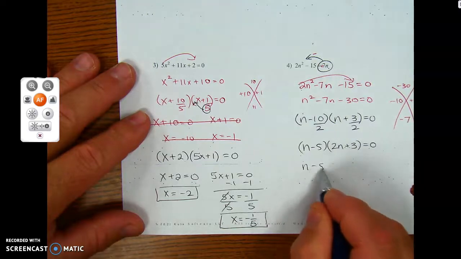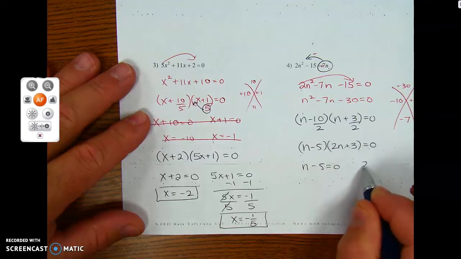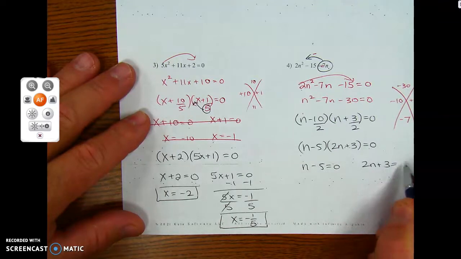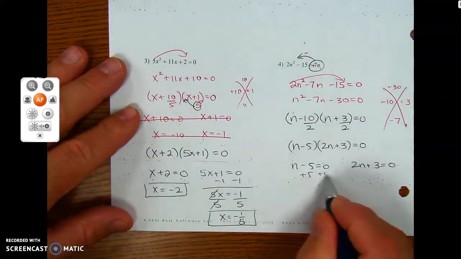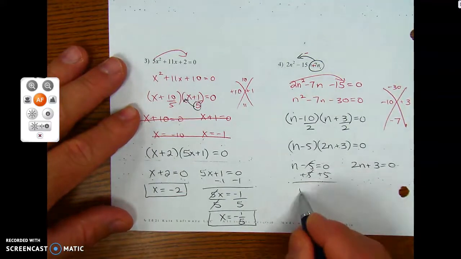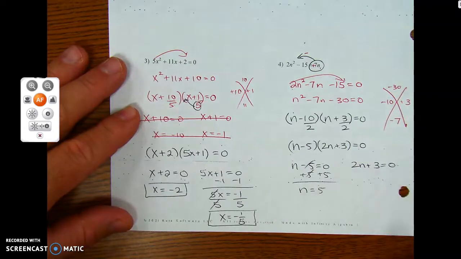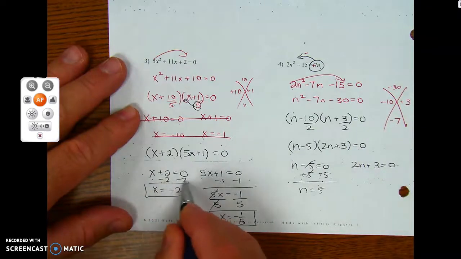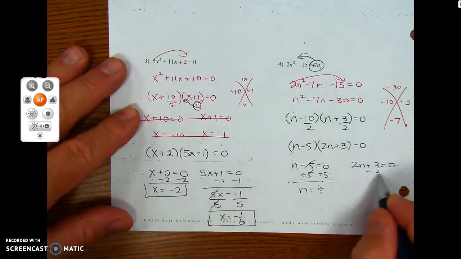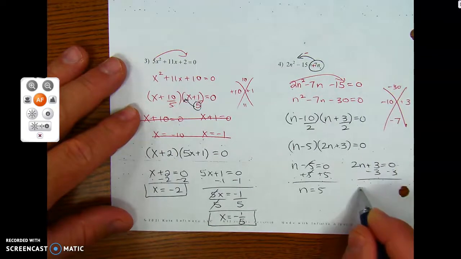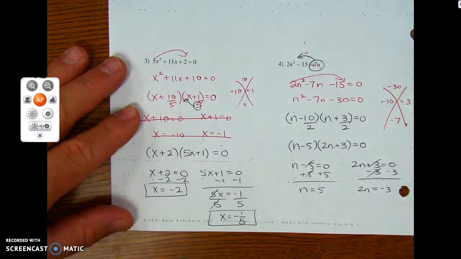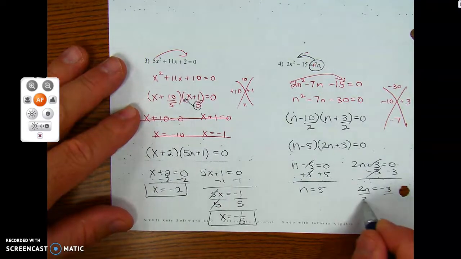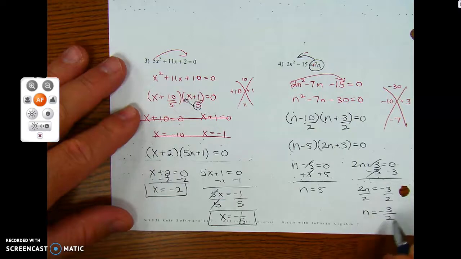Set each one equal to 0. So add 5 to both sides. N equals 5. Subtract 3 from both sides. 2n equals negative 3. Cross those out. Divide by 2. N equals negative 3 over 2.